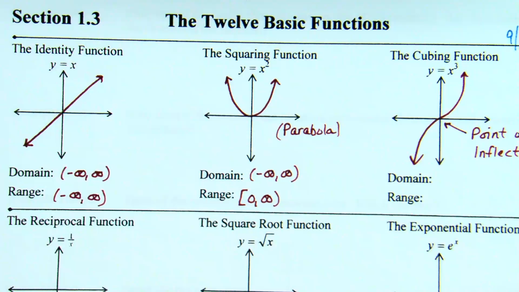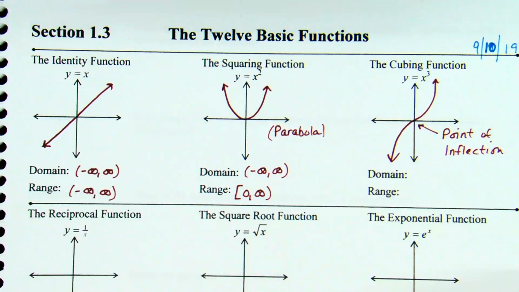Because what's happening is my graph changes the way it's shaped. It's kind of shaped and curved down, and then it's shaped and curved up. So at 0, 0, there's that point of inflection. So cubing function, y equals x cubed, that snaky curve.